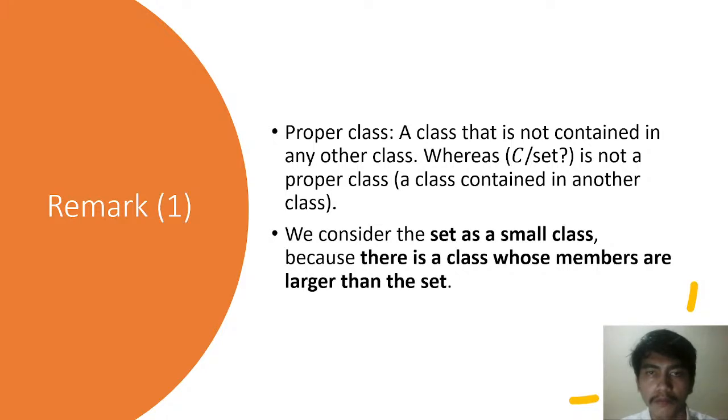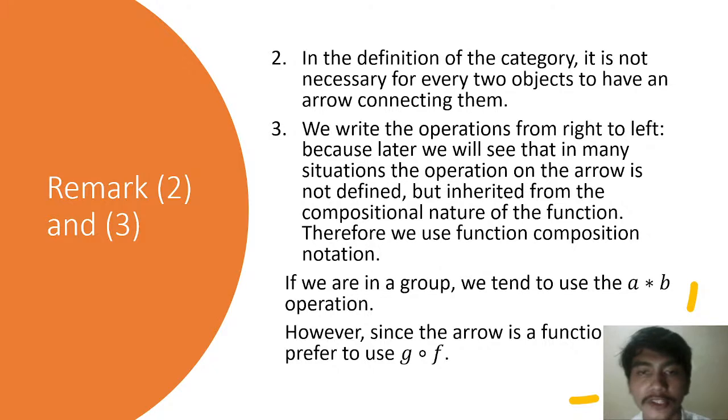A proper class is a class that is not contained in any other class, whereas a set is not a proper class, that is, a class contained in another class. We consider the set as a small class because there is a class whose members are larger than the set. The second remark, in the definition of the category, it is not necessary for every two objects to have an arrow connecting them.